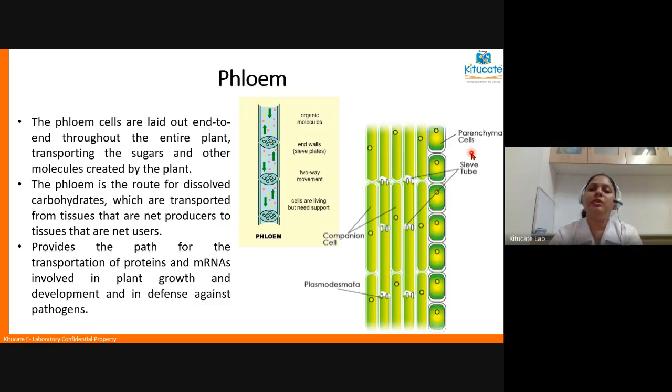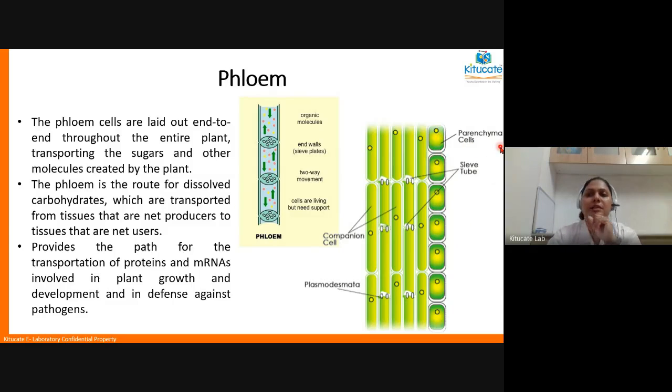Now to support the sieve tube, they have something called companion cells. If you see, these are the sieve tubes. If you can see these holes, these are sieves. This is how the sieve tubes look. Now to support them, we have companion cells. Their role is to support food transportation and also to support the sieve tube, similar to xylem fibers. Now the third part is the parenchyma cells.